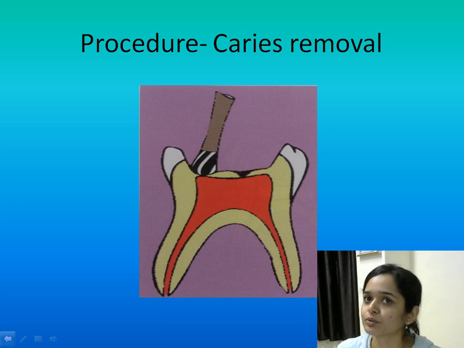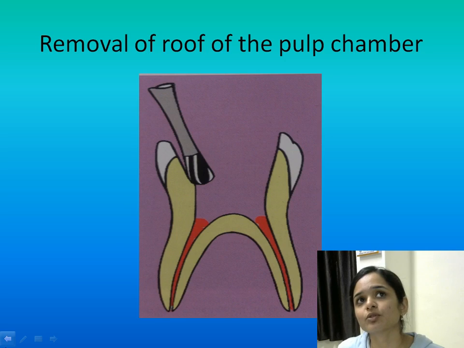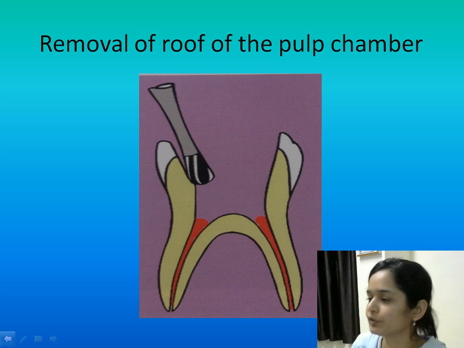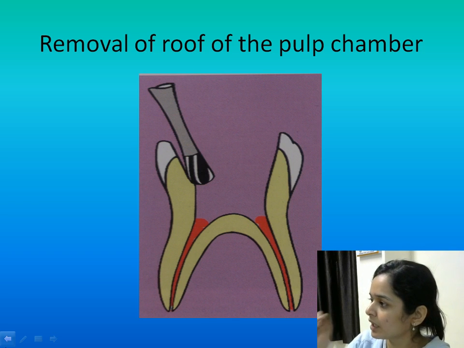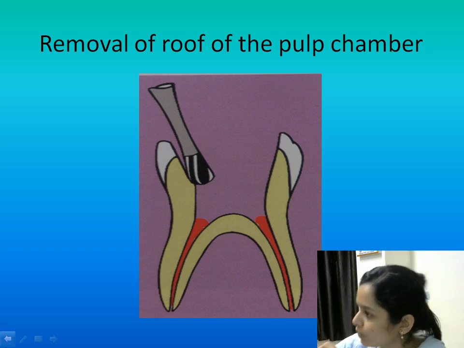Procedure. First, you have to do local anesthesia, isolation. I have not included that because it is commonly understood. Okay, you have to give local anesthesia, isolation, caries removal, removal of the pulp chamber roof. That is complete deroofing you have to do. The canal orifices should be visible. What will happen if you do not do complete deroofing is there will be remnants of pulp tissue, pulp tissue tags, which will remain below those overhangs of dentine.